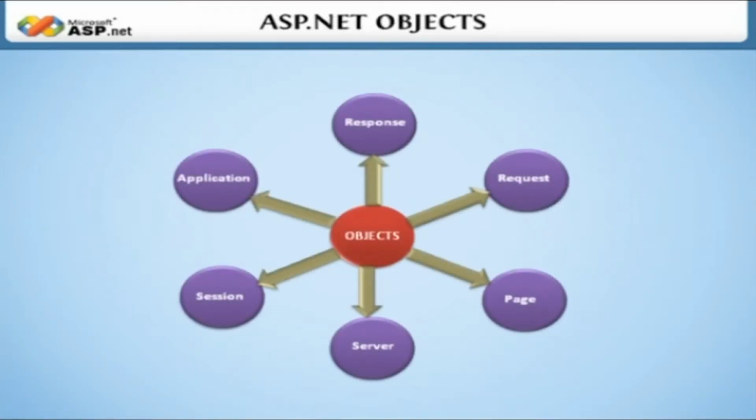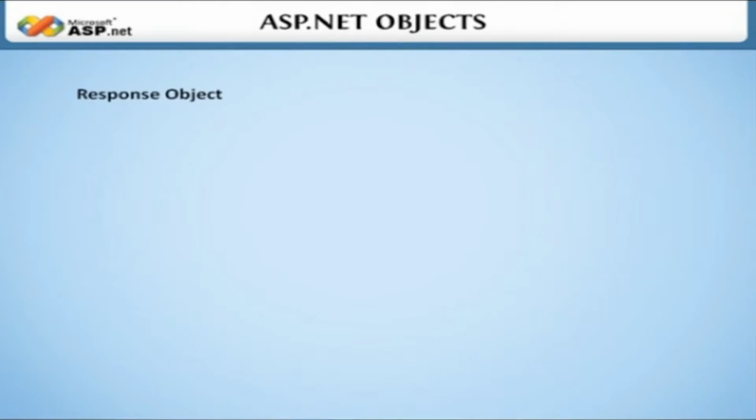ASP.NET Objects. In this lesson, we're going to discuss ASP.NET objects and their properties. The basic objects available in ASP.NET are Response Object, Request Object, Page Object, Server Object, Session Object, and Application Object. Now let's first start with Response Object.